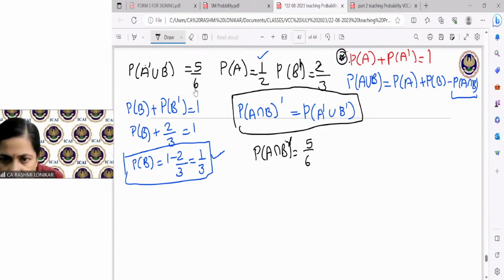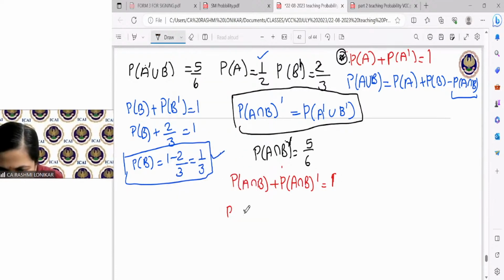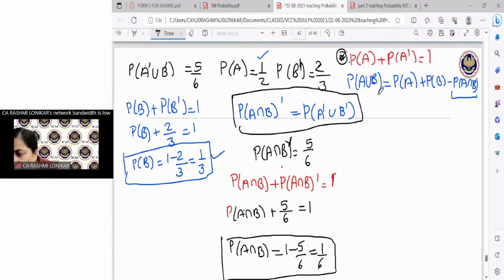I say P of A intersection B plus P of A intersection B complement is equal to 1. So P of A intersection B plus 5 by 6 is equal to 1. So P of A intersection B will be equal to 1 minus 5 by 6, which is equal to 1 by 6. This I put in this.